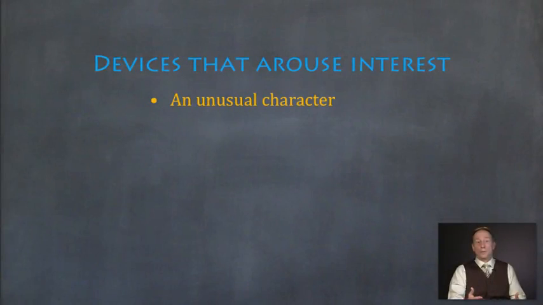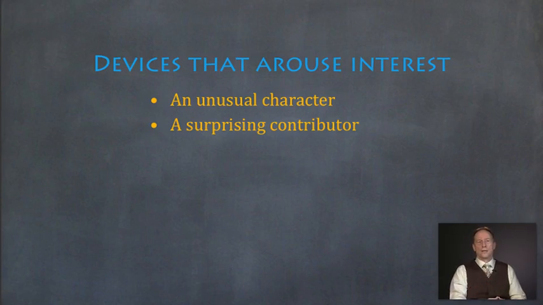Storytellers use many devices, but a simple way is to start with the unexpected. It could be with the people involved, the action, or the result. For example, the people involved might include an unusual character that arouses the listener's curiosity. Perhaps a surprising person made a key contribution. Maybe the action taken was unusual.